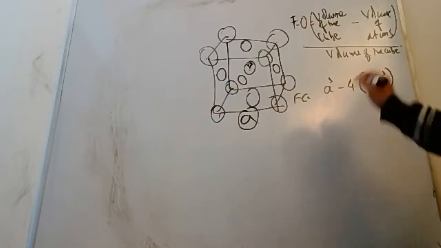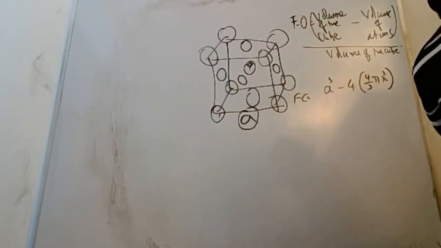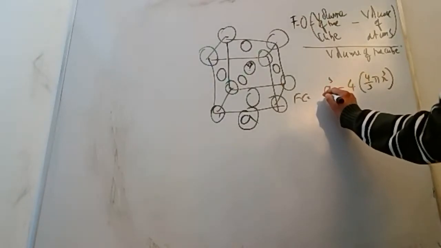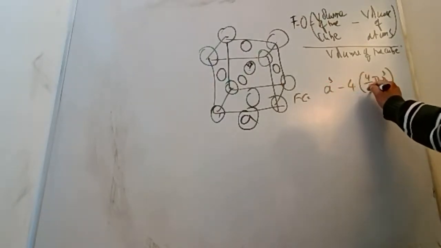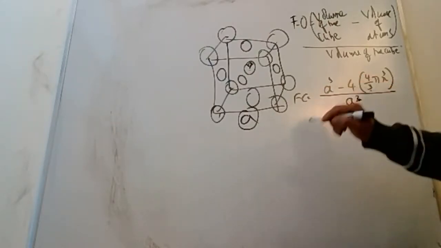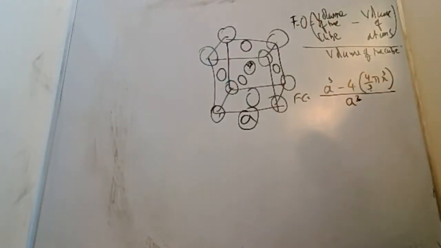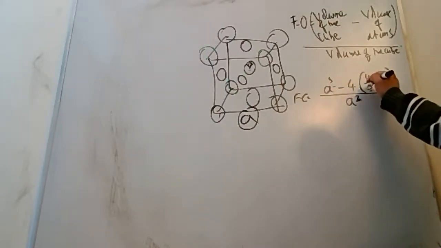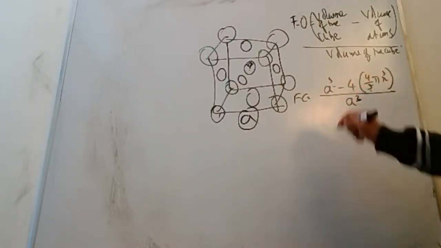That will be the total volume occupied by the atoms. This is the total space available in the cube, and that is the total volume occupied by the atoms, divided by A cubed. That will be the fractional empty space. That's the total space, that is the occupied space. The difference will give you the empty space divided by A cubed.